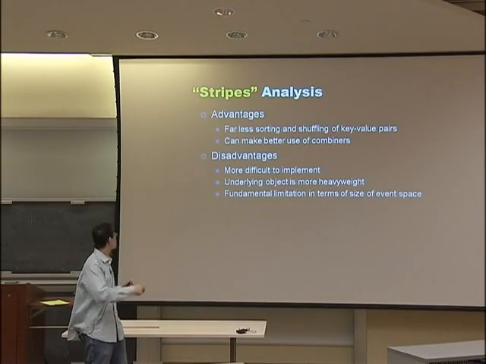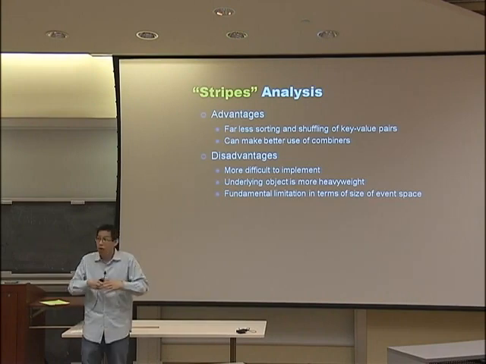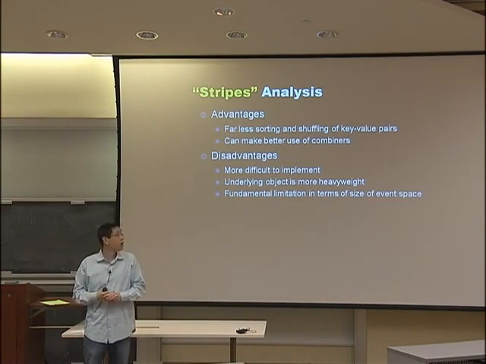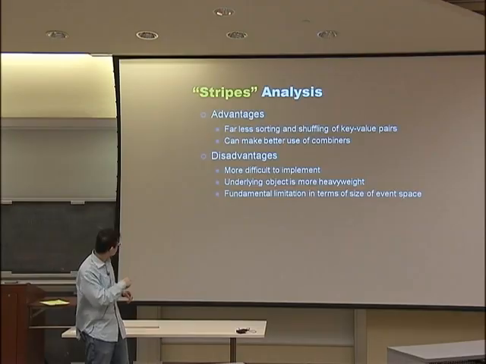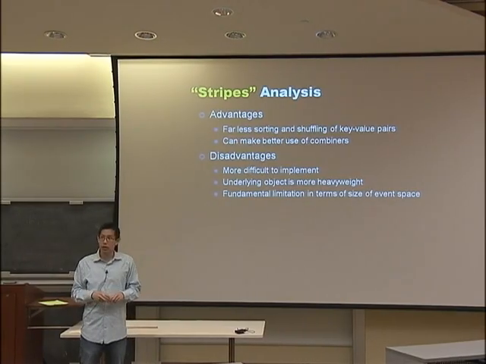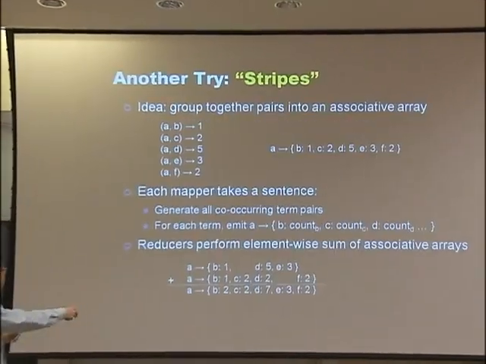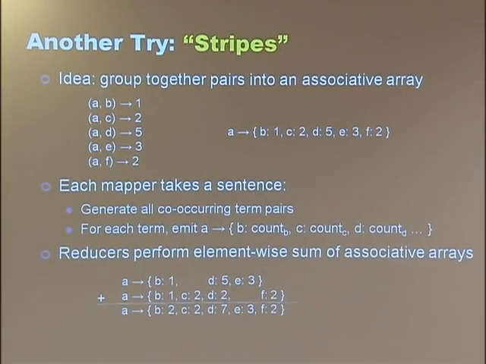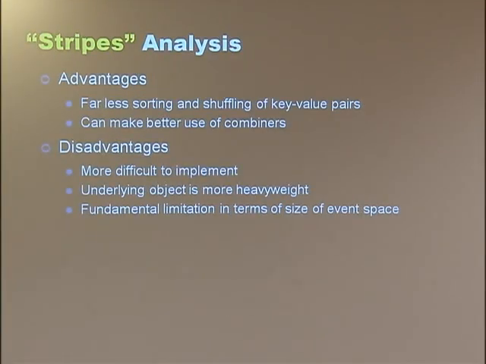Okay. So the advantage here is there's far less sorting and shuffling. The disadvantage is that it's a little bit tricky to understand and to implement because you have to do this associative array business. And the underlying object is a little bit more heavyweight. Remember, all of these objects need to be sent across a network, so they need to be serialized and deserialized. I'm getting a little bit into programming details, but there's overhead here. You have to write these pairs out to the wire, and then read them back in before you can do this element-wise merge. Okay? Some overhead associated with that.